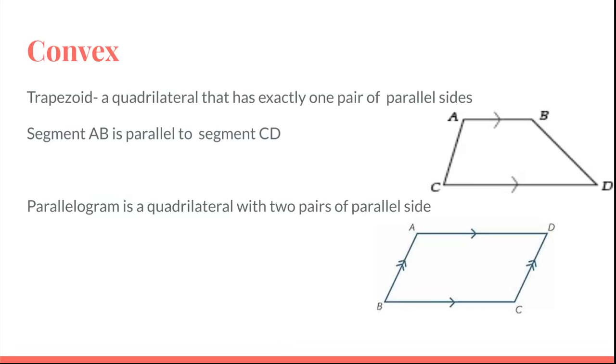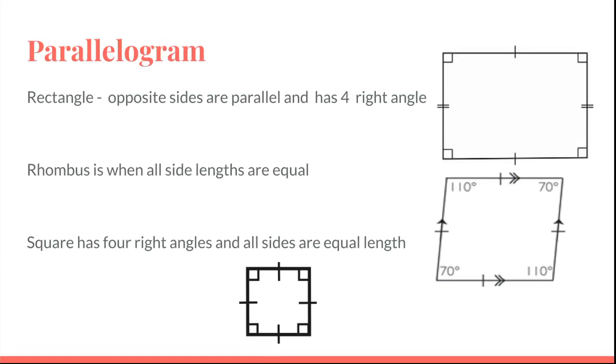Another type of convex quadrilateral is a parallelogram. A parallelogram is a quadrilateral with two pairs of parallel sides. If you look to the right, you can see an example of a parallelogram. We're going to go more into depth on a parallelogram.